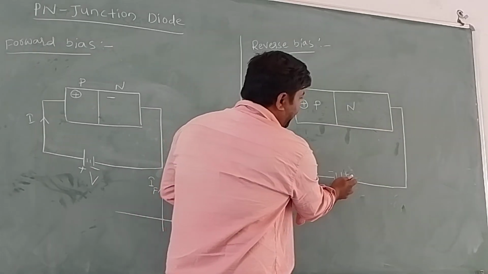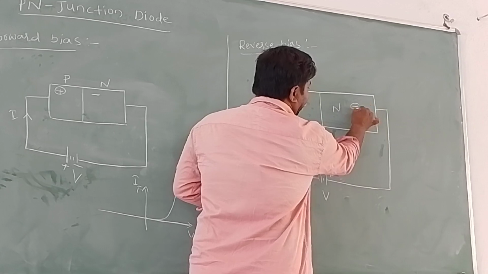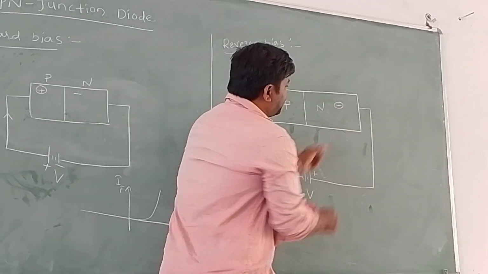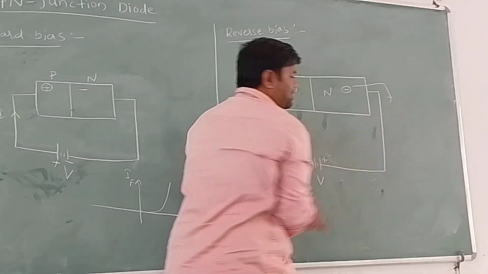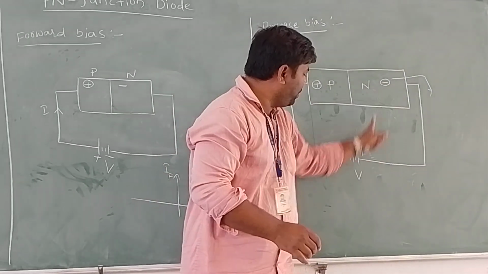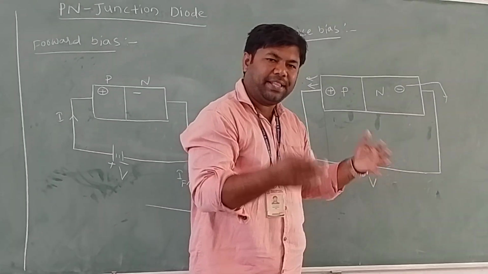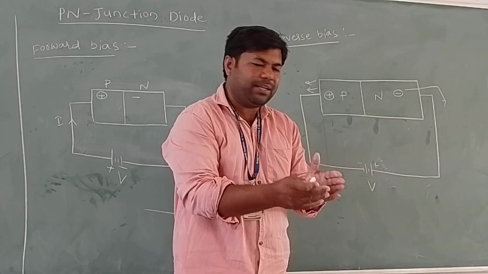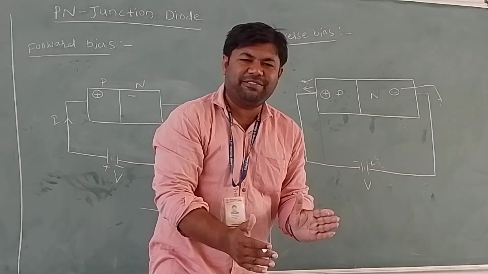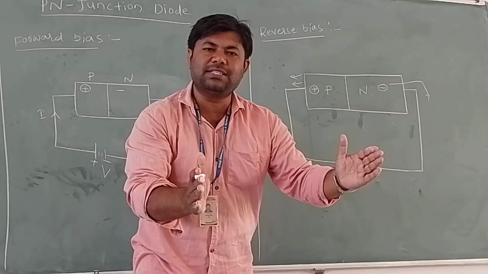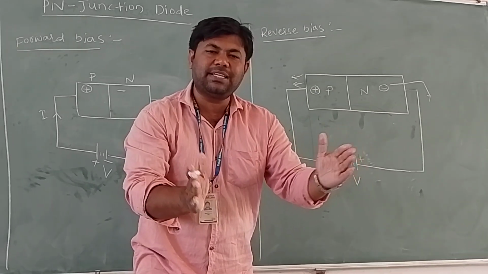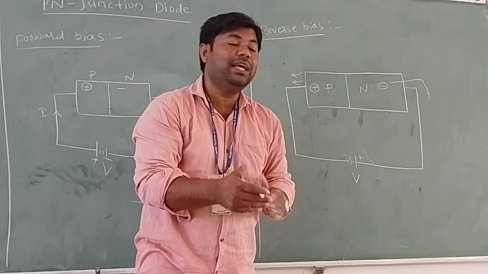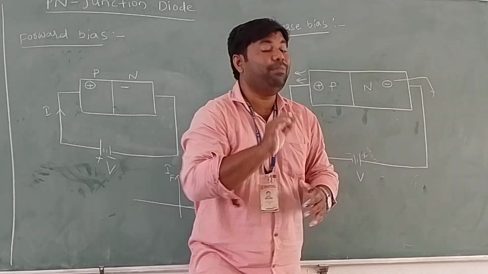In the same way, on the N side the polarity is positive and the electrons, being negative, are attracted, so they move like this. Again they attract each other, and the depletion region width will increase. When the width increases, the resistance will be high and the current will be low.